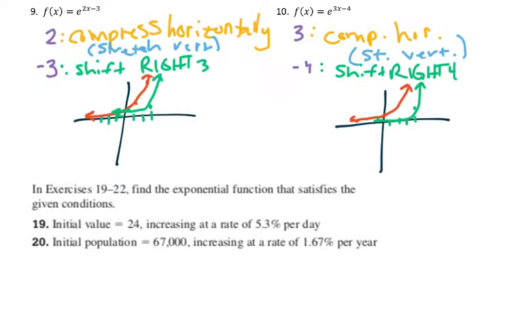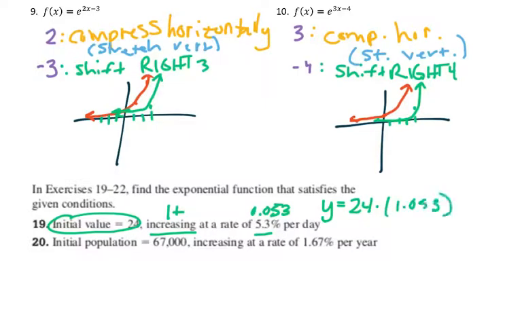Then in our last problem on this page here, we're just going to find the exponential function that satisfies the given condition. So notice they're giving you the initial value. They're also giving you that it increases at a rate of 5.3% per day. And so remember, increasing would mean 1 plus the decimal value. So 0.053 is your percent. So that means that our equation is going to be initial value of 24, rate of 1.053, and then to the x.